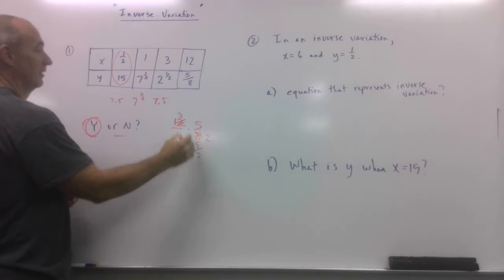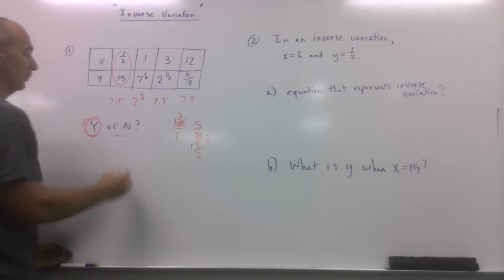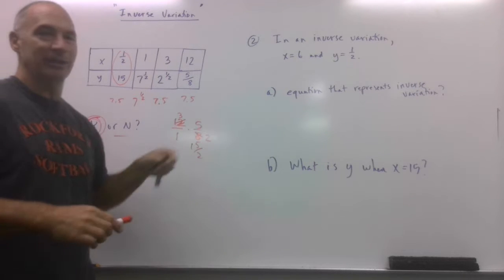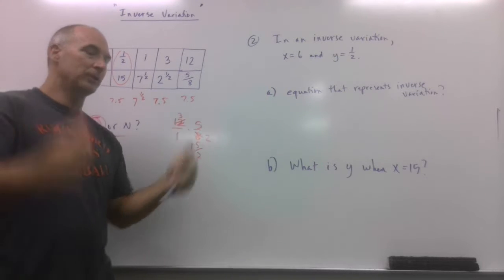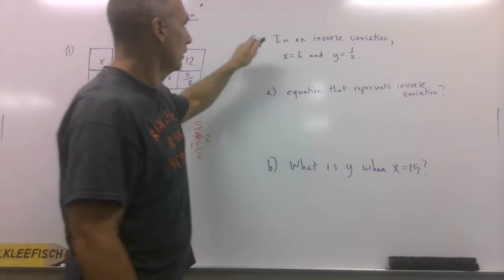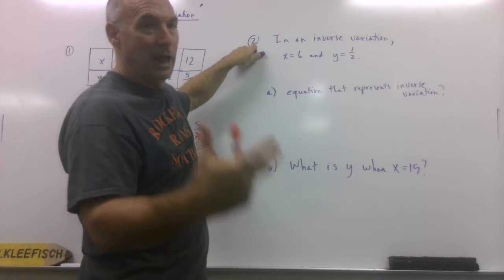Guess what that is? 7.5. So you say yes. But be careful. They might throw a zinger on the end that doesn't work, and that would throw the whole inverse variation truth out the window. Here's an actual problem where you're going to apply this idea.